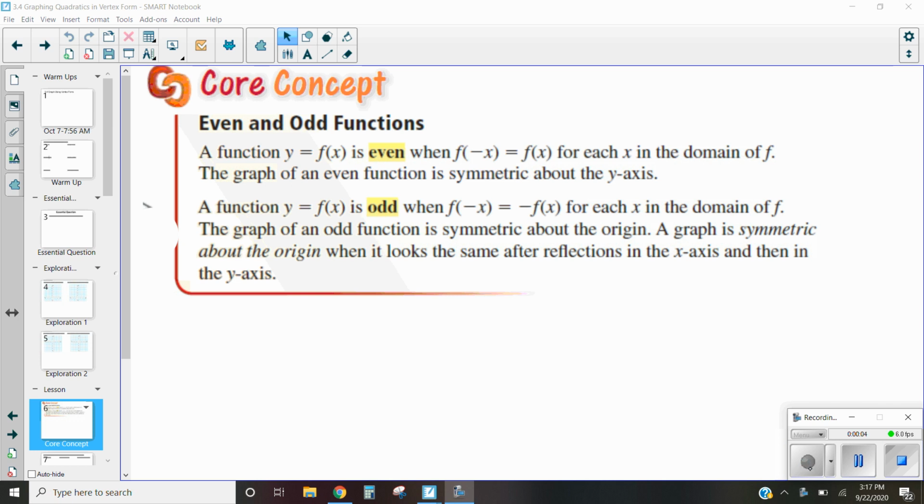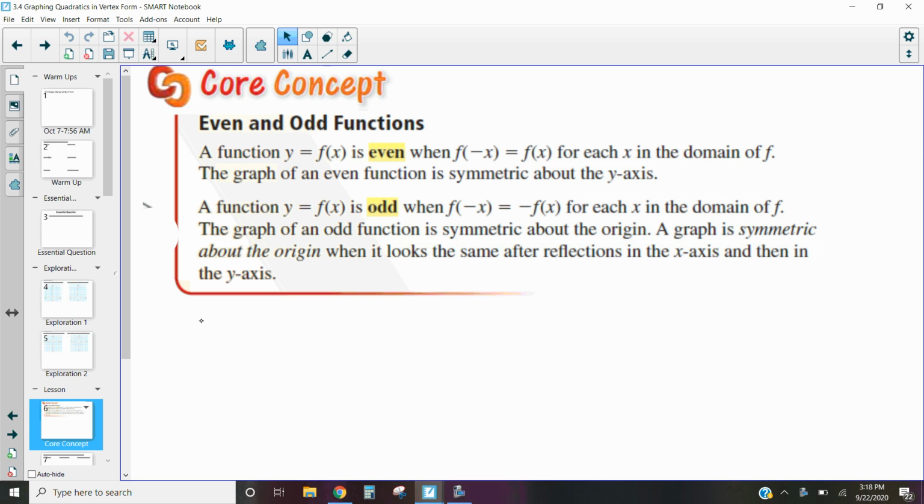Hi, this is Mrs. Kidman, and in this video, we are going to be discussing the difference between even and odd functions. Now, even and odd functions are not necessarily about the degree of the polynomial, which is what a lot of people think, but it's actually about what the polynomial looks like. So even and odd functions have two special characteristics.